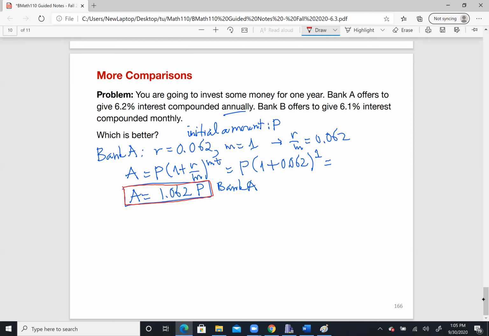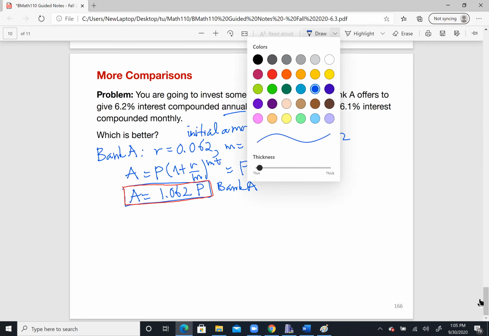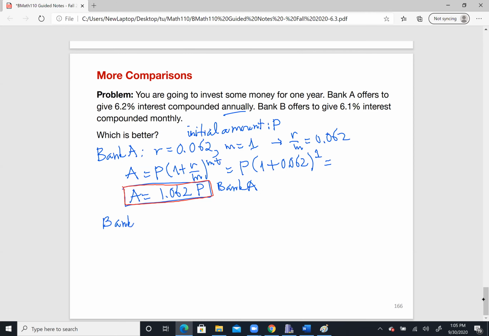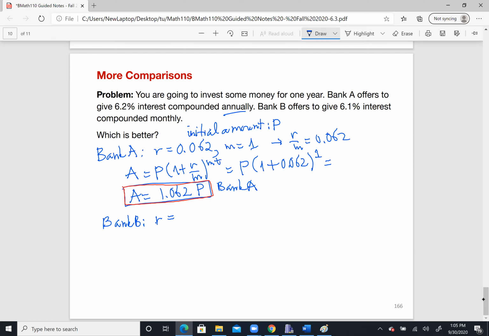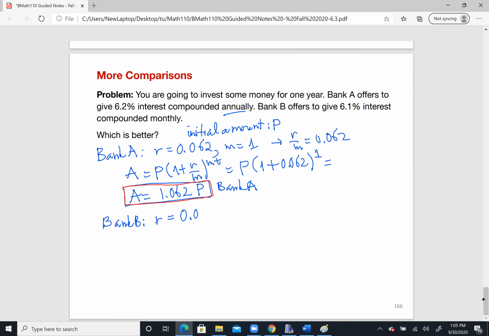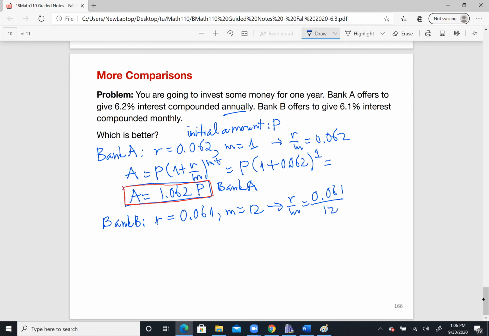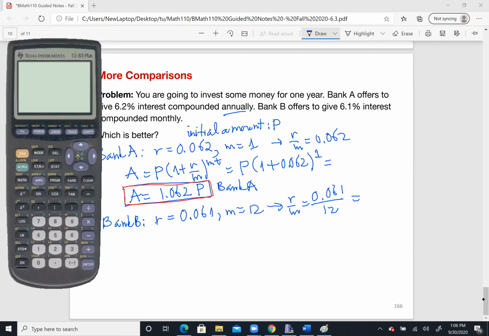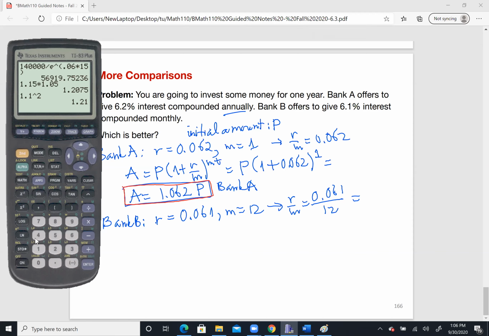Let's use another color. All right. So now for bank B, I have R equal to 0.061 and compound monthly. That means M equal to 12. So then R over M will be 0.061 over 12. What is that going to be? Use calculator. So 0.061 divided by 12. Enter.